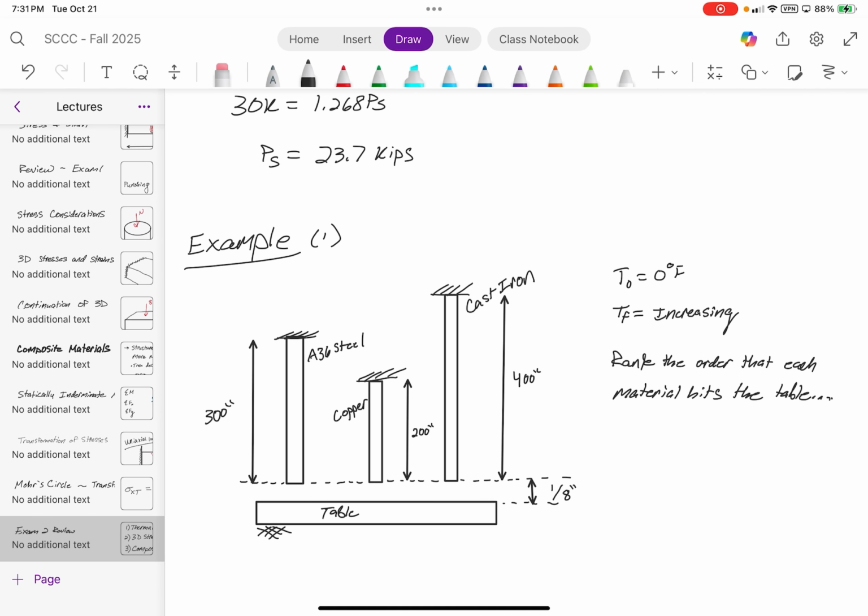Determine the ranking order when you have an increasing temperature from 0 degrees as it's going up, what the order would be that the materials hit the table. Once you figure out that order, let me know, and I will add the second part of the problem.